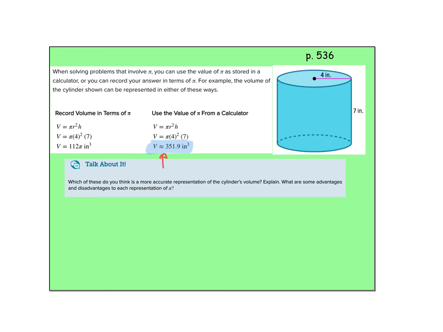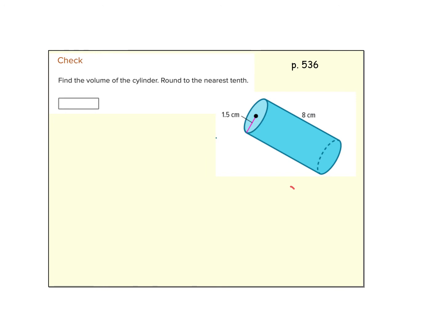If you're going to leave it in terms of pi without actually typing in what pi is, you would just write it as 112 times pi inches cubed. This is more exact because pi just keeps going on forever. So this one is way more exact, but if we ask you for approximate, you would use your calculator and type that in. All right, let's try this one, and let's leave it in terms of pi. So let's try to find the volume of this, and let's leave it with pi. So we want more the exact volume.